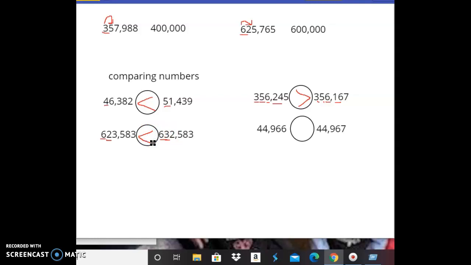So 623,583 is less than 632,583. Look at this, 40,000, they're the same. Same. We have a 9 and a 9, a 6 and a 6, and a 6, oh, and a 7. So 44,966 is less than 44,967.